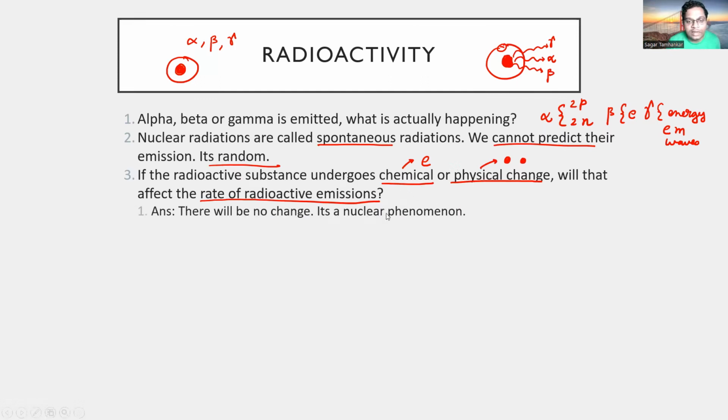Simply, instead of explaining the whole thing, in your exam, if you write that there will be no change because it is a nuclear phenomenon, you will get marks. This is an answer that is accepted in the board. So the question is pretty long, and the answer is pretty short: there will be no change because it is a nuclear phenomenon.